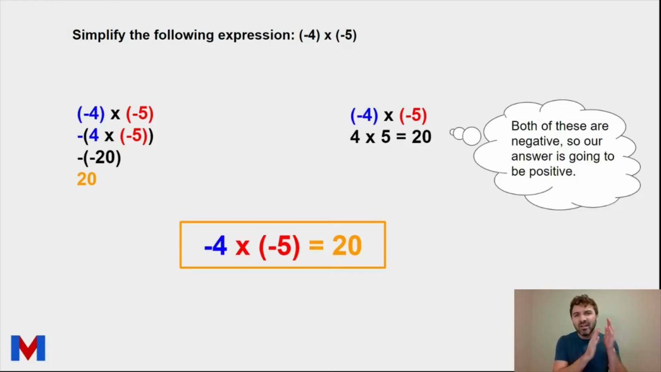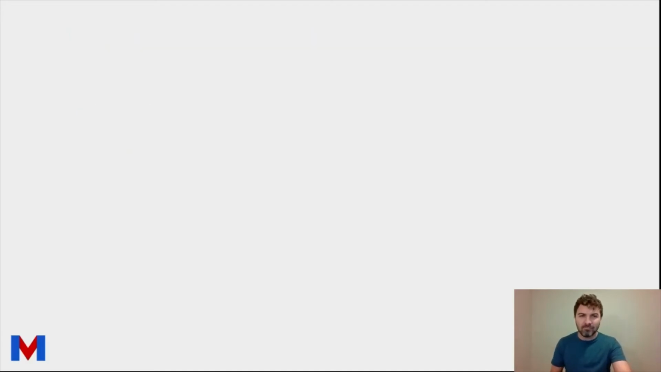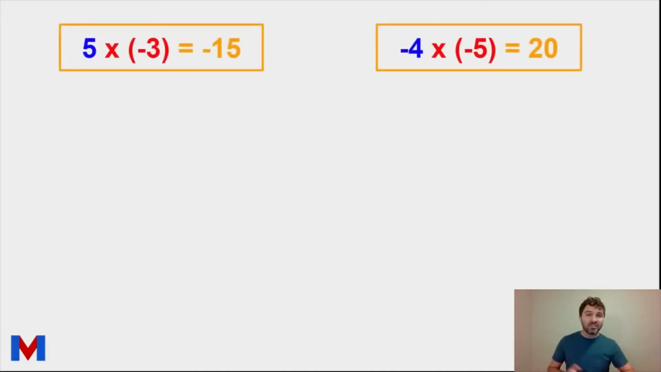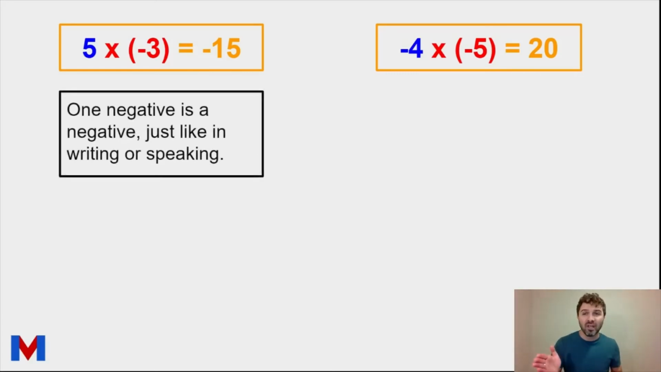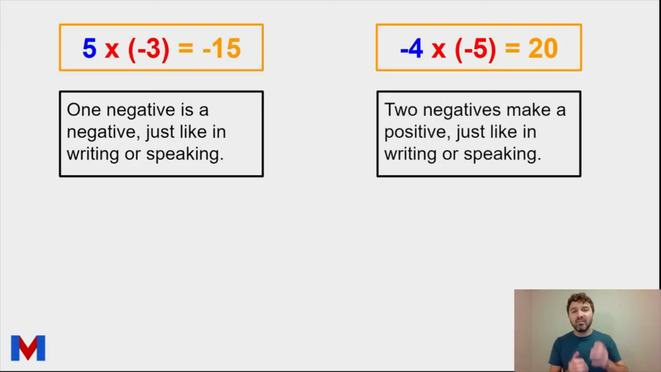You're just going to take the numbers, multiply them, 4 times 5, you get 20, and then look at how many negatives you're working with. Let's check out what I mean by that. Here are our two examples. Positive times negative is negative, and negative times negative is positive. Not too crazy. In this first one, we had one negative, so it's a negative, just like writing or speaking. And over here, we have two negatives, which make a positive. Again, just like writing or speaking.